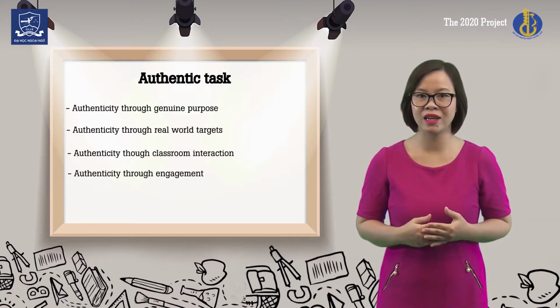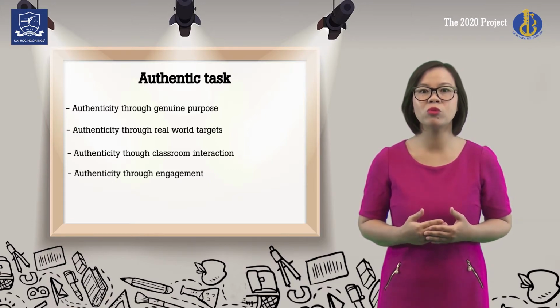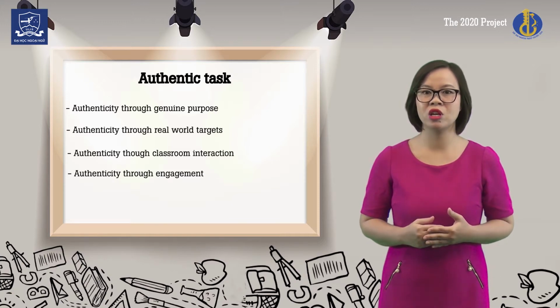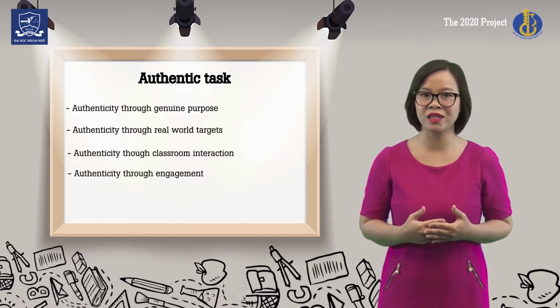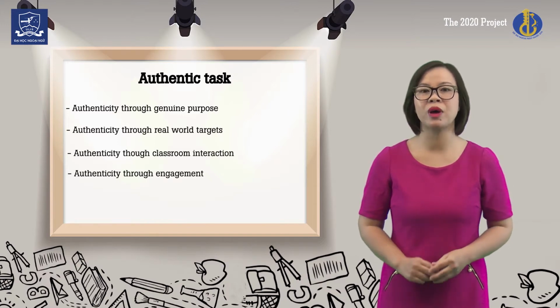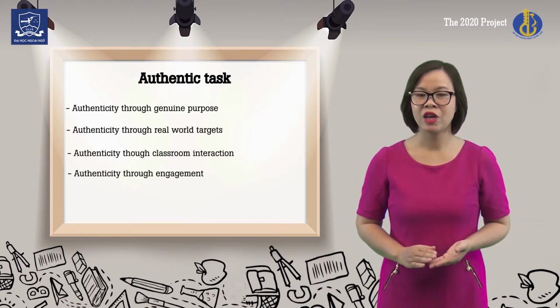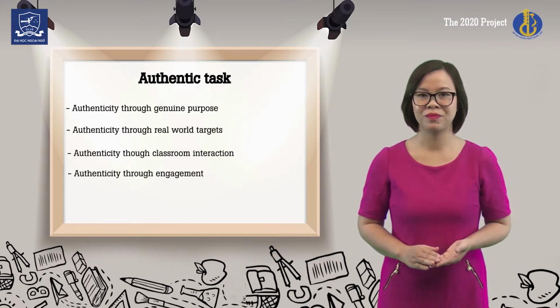Authenticity through real-world targets. Pedagogical tasks must relate to real-world target tasks. Examples of real-world target tasks include buying a train ticket, renting an apartment, taking lecture notes, and such. The target tasks are identified following a neat analysis of the task which the learners are preparing to undertake. A task might be said to be authentic if it has a clear relationship with the real-world needs.